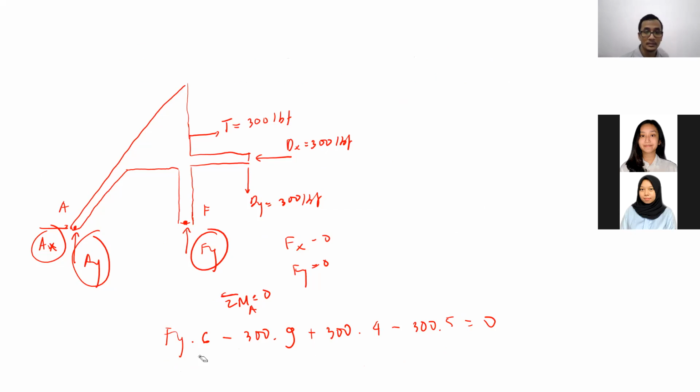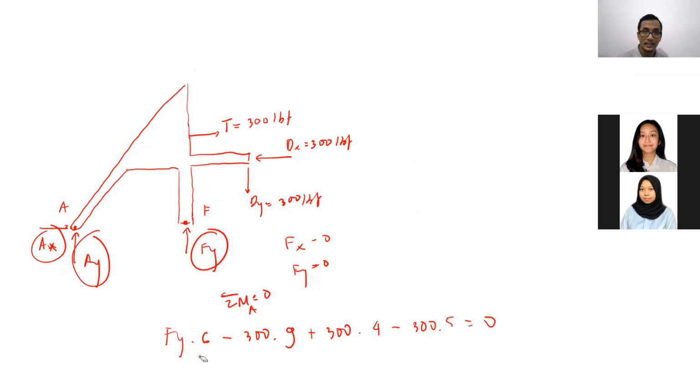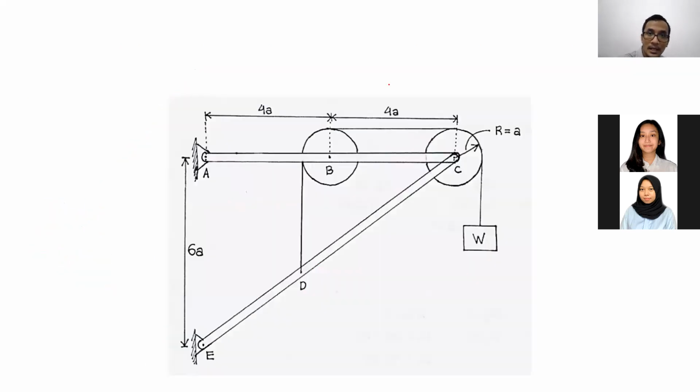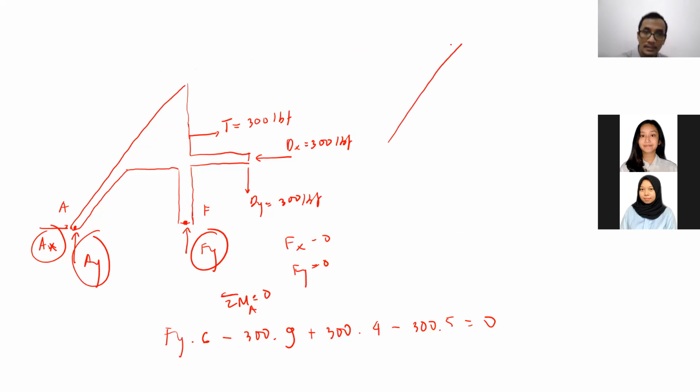And after that, using sigma Fy equal to 0, we will be able to find Ay. And then using sigma Fx equal to 0, we will be able to find Ax. Those three we can find. Then after that, we have to check each of those individual free body diagrams one by one. For example, I will take a look at member AC first. Member AC is like this.